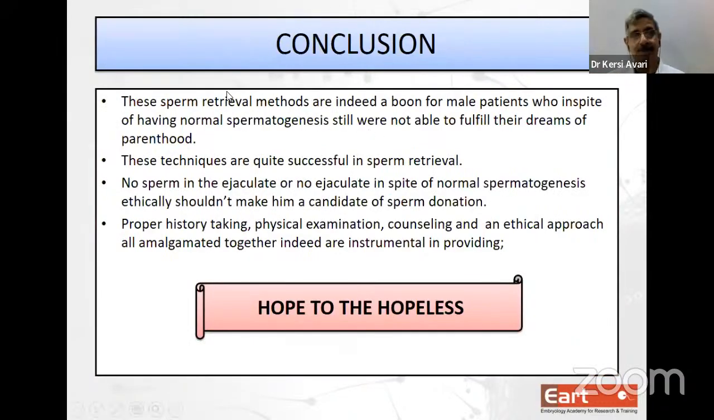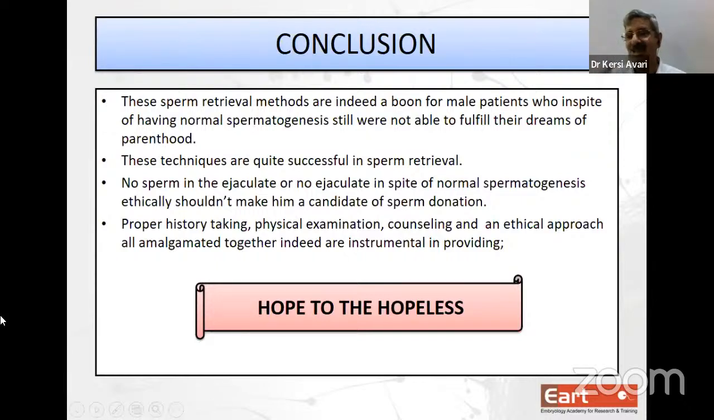So in conclusion, sperm retrieval methods are a boon for the patients who, in spite of having normal spermatogenesis, are not able to fulfill the demands of parenthood. These are techniques of sperm retrieval. No sperm in the ejaculate, or no ejaculate in spite of normal spermatogenesis, shouldn't make him a candidate for sperm donation. No, he's producing sperm.